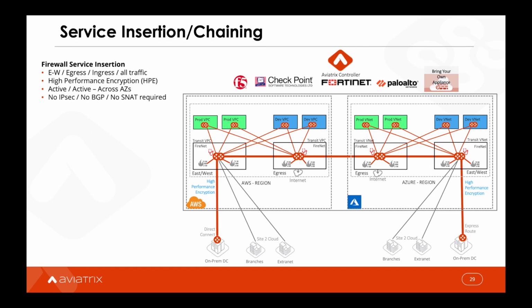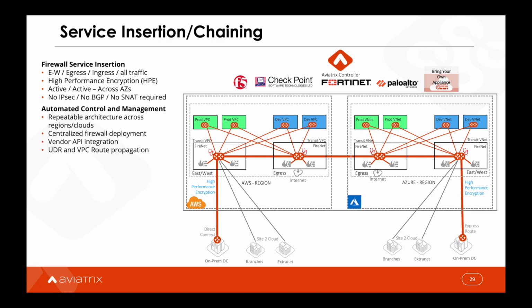All firewalls are active-active across availability zones, and there is no requirement for enabling IPsec, BGP, or SourceNAT. Route management is completely handled by the Aviatrix controller. This includes firewall deployment and user-defined routes or UDRs and VPC route propagation. The controller also provides improved failure detection and failover by performing automated health checks of the firewalls.